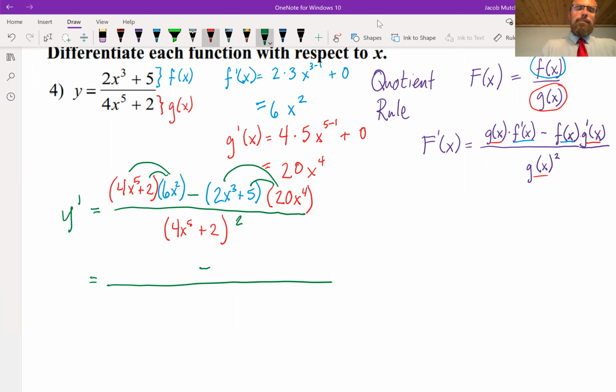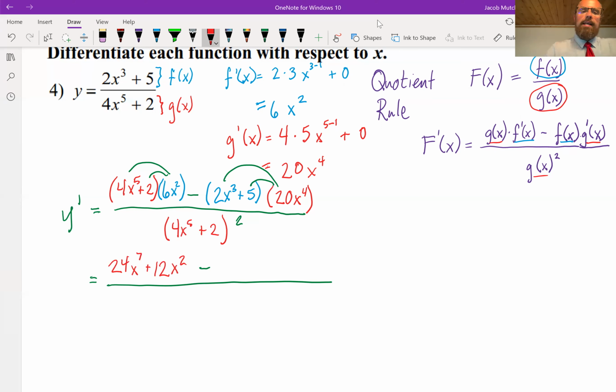So for my distribution of these left-hand pieces, 6x squared through 4x to the 5th plus 2. So the first multiplication is 4x to the 5th times 6x squared. That's going to give us 24x to the power, add those powers to get new power of 7. Second distribution, 2 times 6x squared is going to be 12x squared.